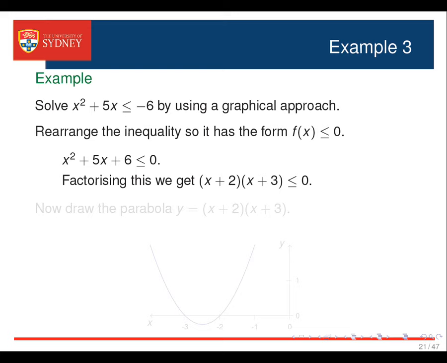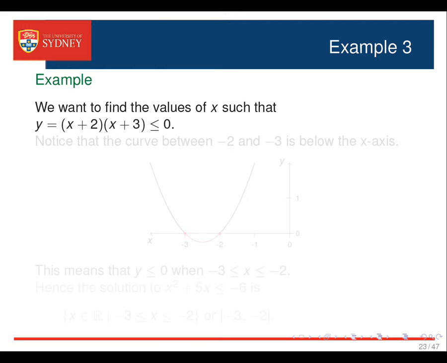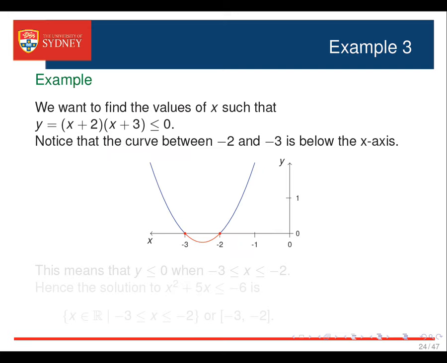We factorize the non-zero side to get x plus 2 times x plus 3. Then we draw the parabola for the function on the left-hand side as you see here. Now we want to find the x value such that y is less than or equal to 0. Here from the graph, we see that between minus 2 and minus 3, the curve is below the x-axis.